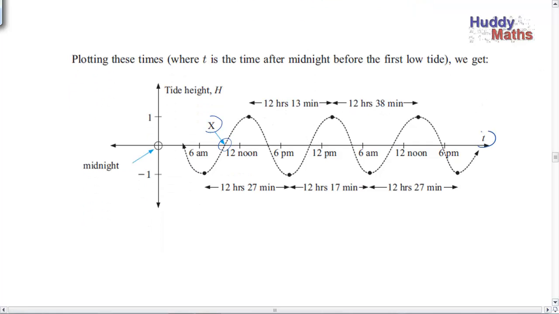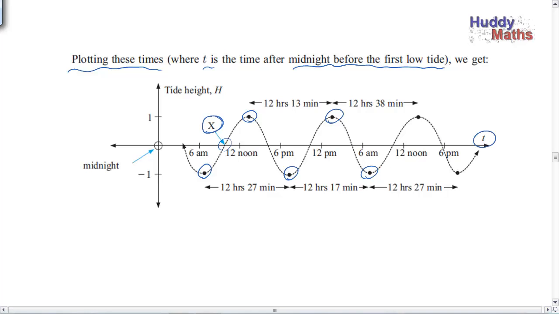So time here, as the statement up here, plotting these times, where t is the time after midnight before the first low tide. Okay, so that first low tide. All right, so here we can plot that, and we can plot some of these others here. And x is going to be a very important point. I wonder whether you can see why.